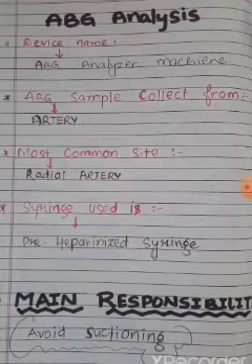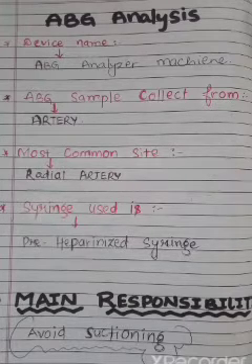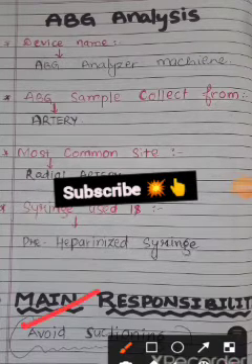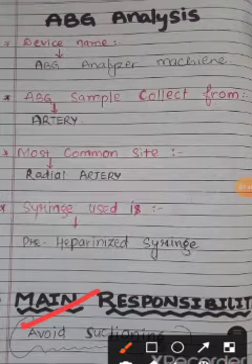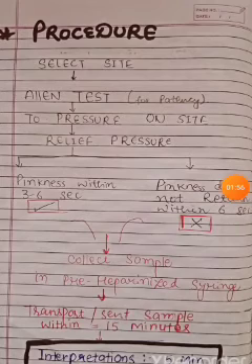And the syringe used for the sample is a pre-heparinized syringe, meaning there is heparin in the syringe that we are using for sample collection. Next we will discuss the main precautions, or we can say responsibilities, that is avoid suctioning, because suctioning can cause RBC breakdown. So due to this, wrong interpretations can occur.